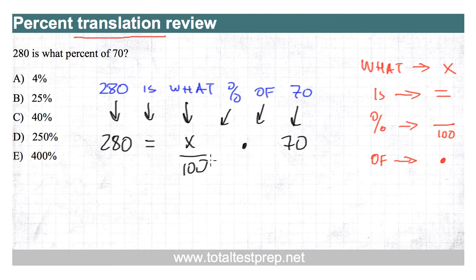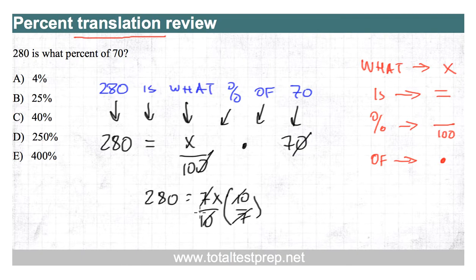So we can reduce before we multiply, and we get 280 is equal to 7x over 10. Now our goal is to solve for the variable, so I'll multiply this by 10 over 7 to get the x by itself. Multiply the left side by 10 over 7 because we need to do the same thing to both sides. 7 and 280 reduce to 40, and so what we have here is 10 times 40 equals x, or 400 equals x, and so the answer is E.